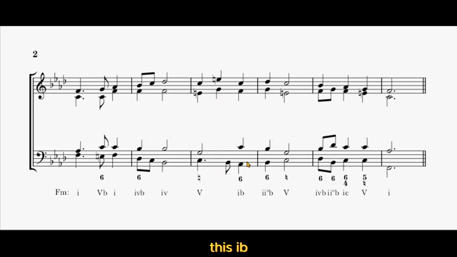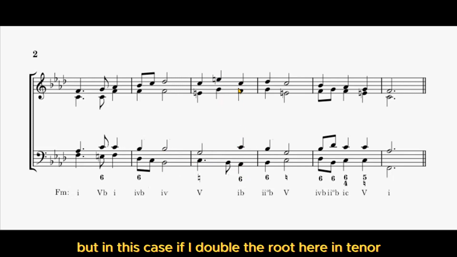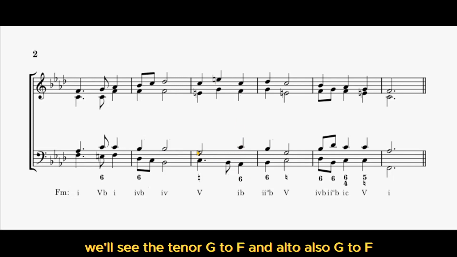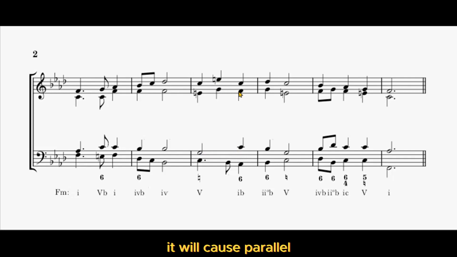This one B, F, A flat, C, C, again, I double the 5th, which is the second priority. Usually we double the root. But in this case, if I double the root here in tenor, we'll see the tenor G to F and alto also G to F. It will cause parallel. 2B to 5, keep the rule of down, down, down, up to avoid parallels.